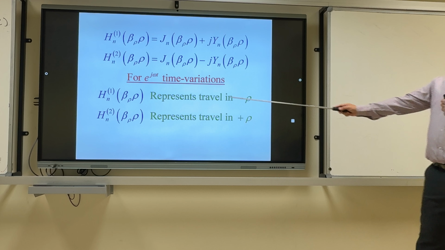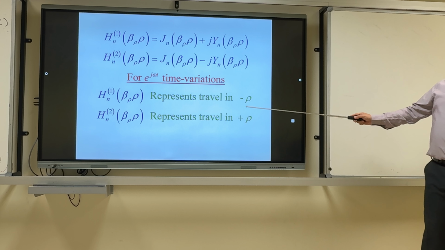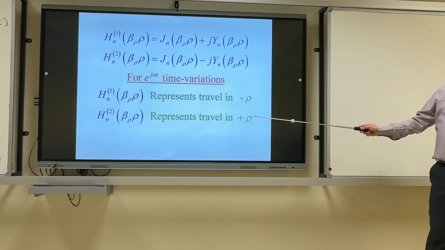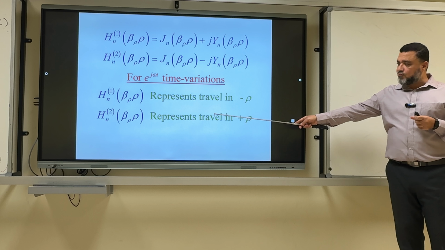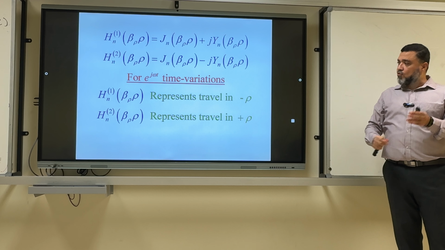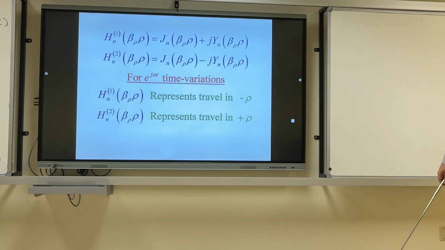The first kind will represent a wave traveling in negative rho. The second kind represents a wave traveling in positive rho. Positive rho means away from the axis, if you have a cylinder along the axis. This has to be used if the wave is moving away from the axis. If the wave is moving inward, you will use the Hankel function of the first kind.